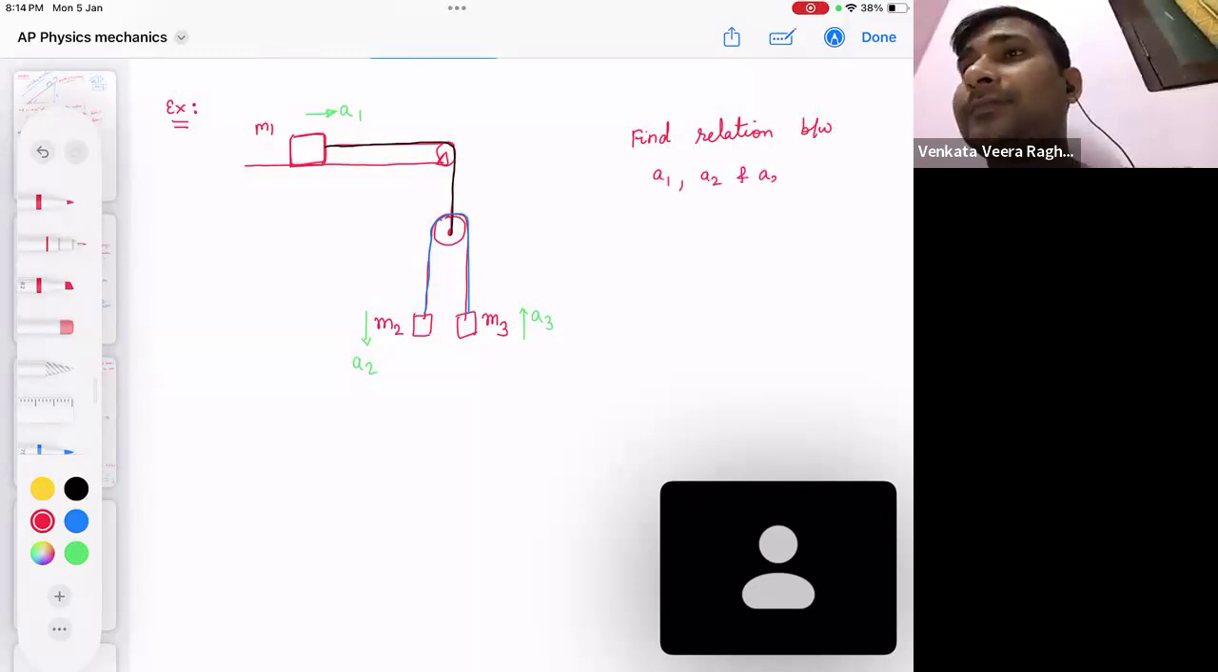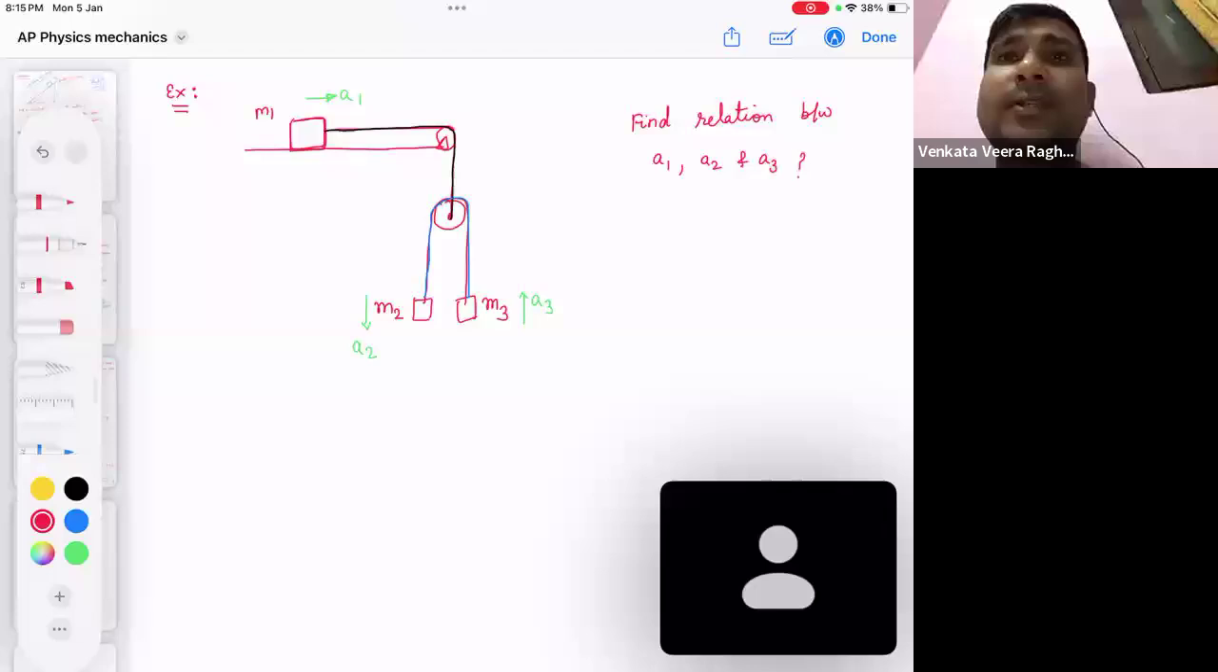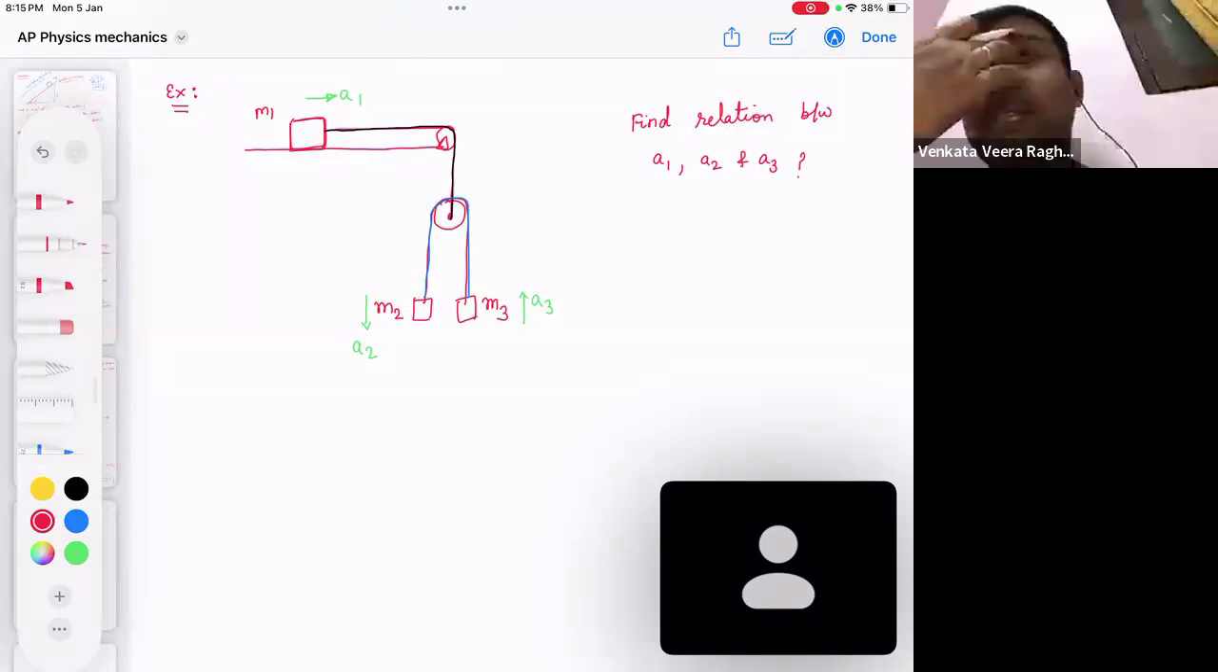Please try this question now. Just try to apply it by yourself. Take 2 minutes and try to solve this question by yourself. See what relation we are getting between A1, A2 and A3. Please check it. How much is it coming?